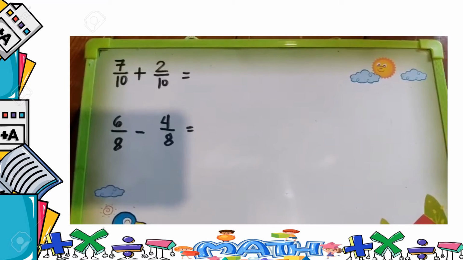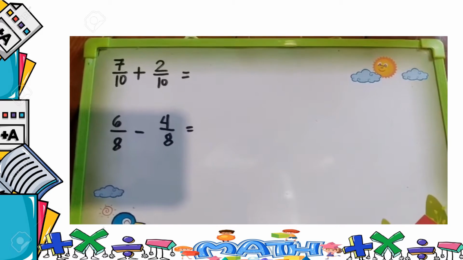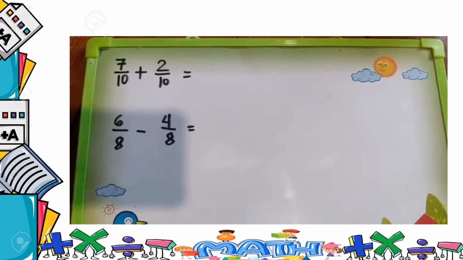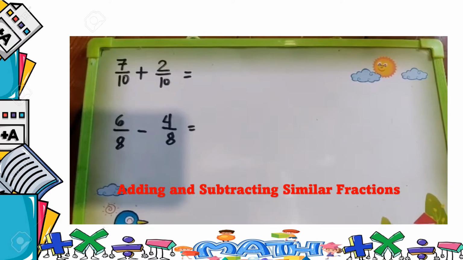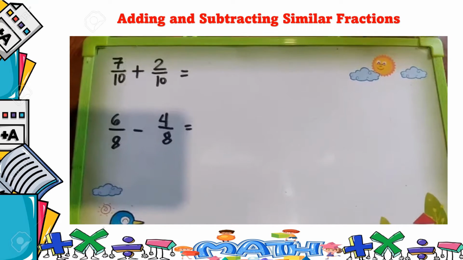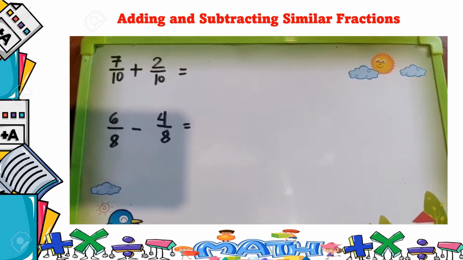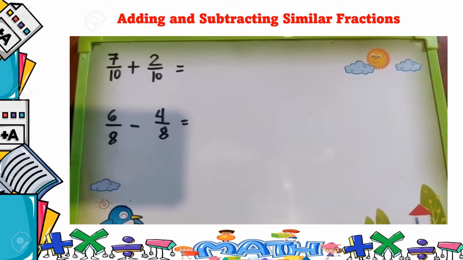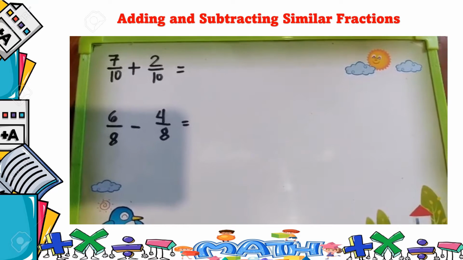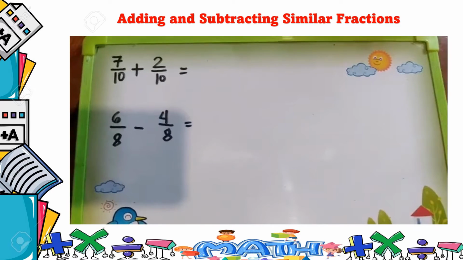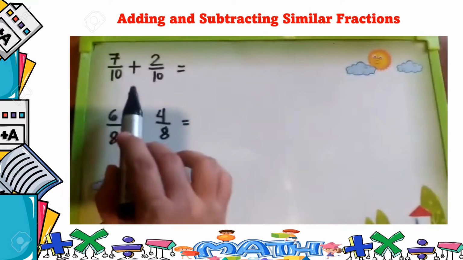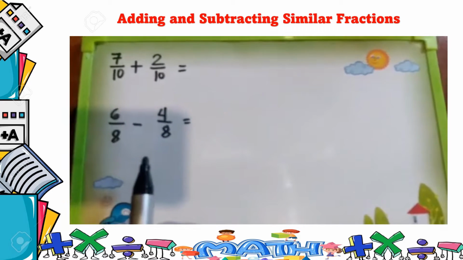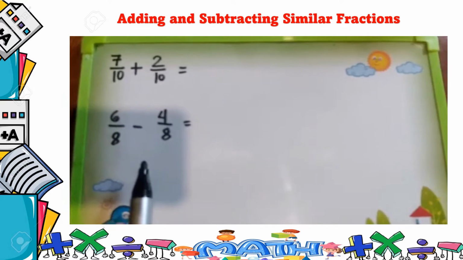Okay, so good morning kids. Today I will give you another example about adding and subtracting similar fractions. You already know the four steps in adding and subtracting similar fractions. The first step is to check the denominators if they are the same. As you can see in these two examples, they have the same denominator.